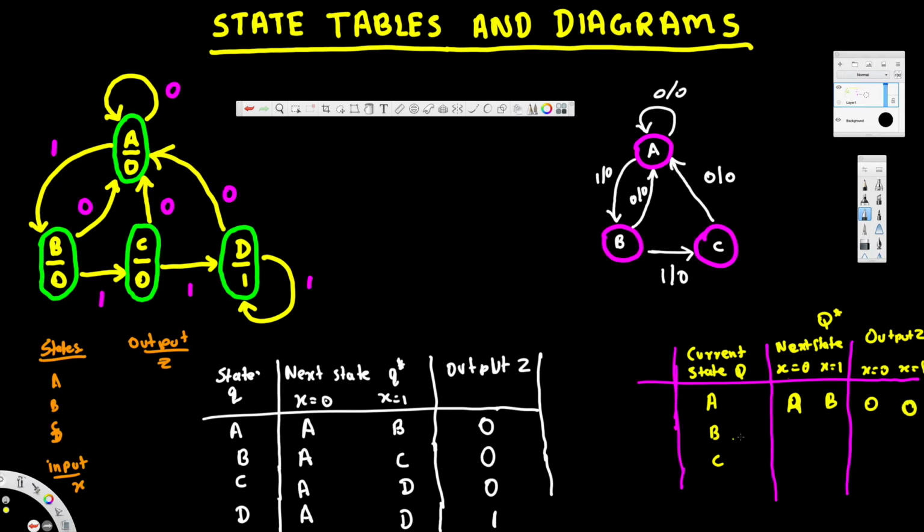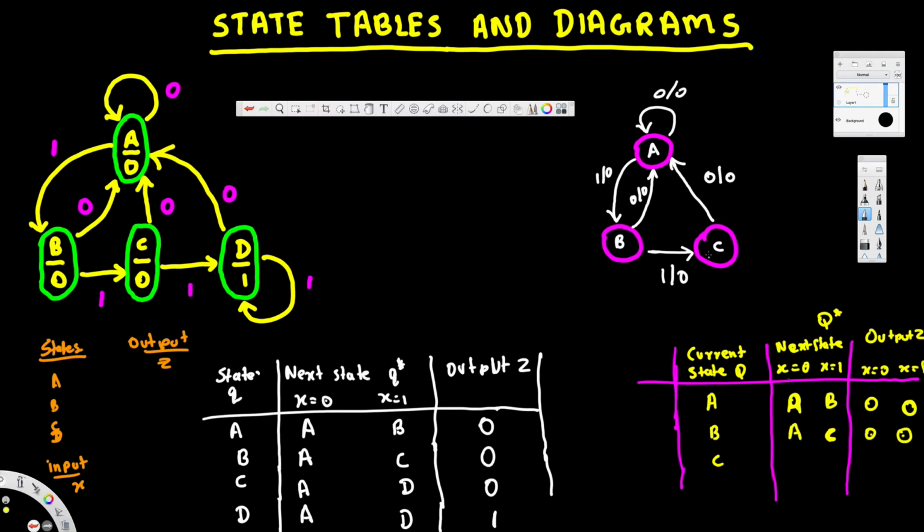Okay, let's look at B. For B, when the input is 0, the output is 0, and it goes to A. And when the input is 1, the output is 0 and it goes to C.